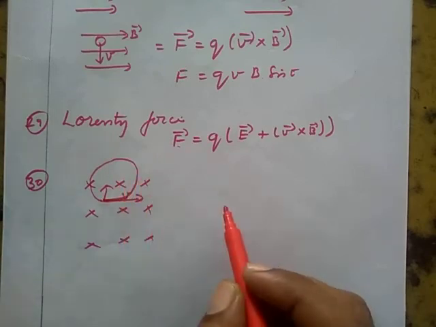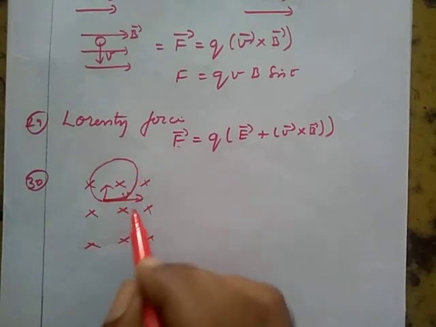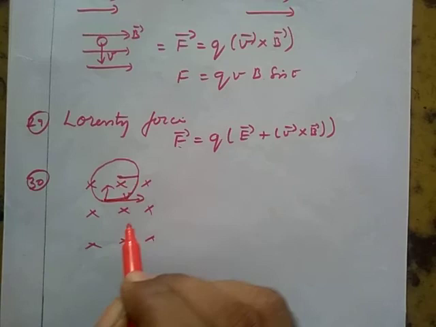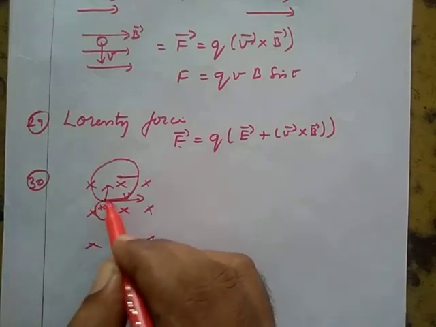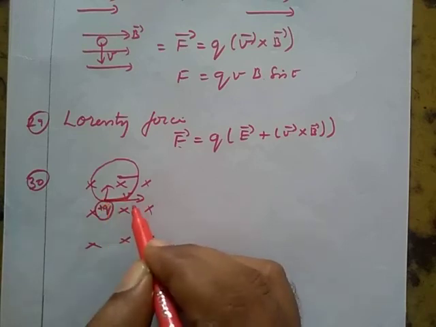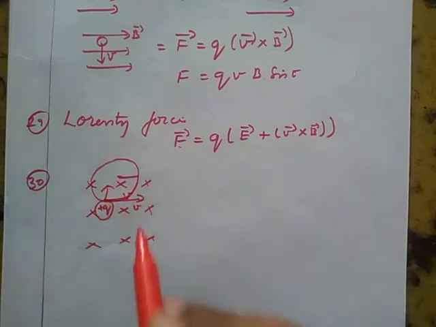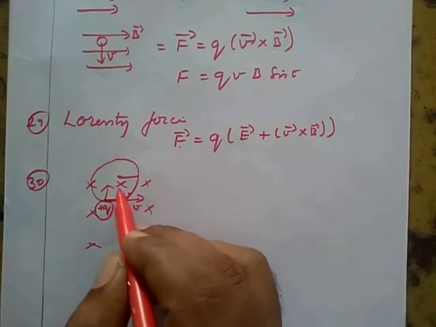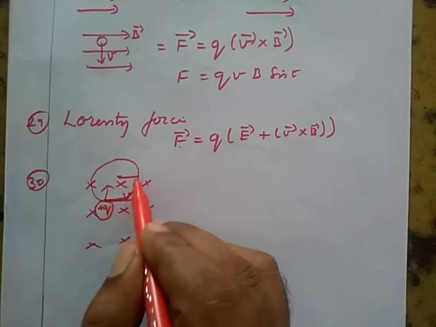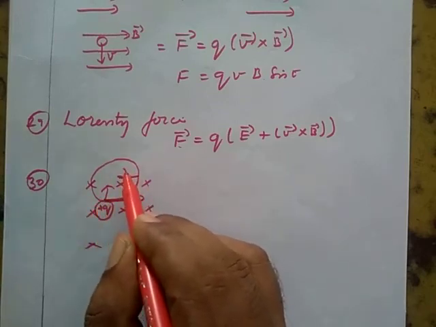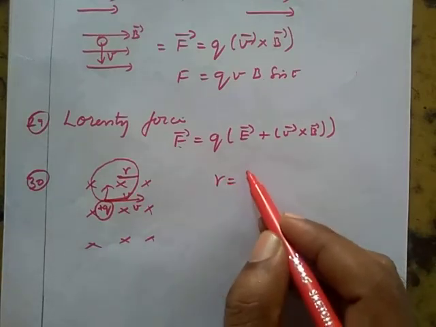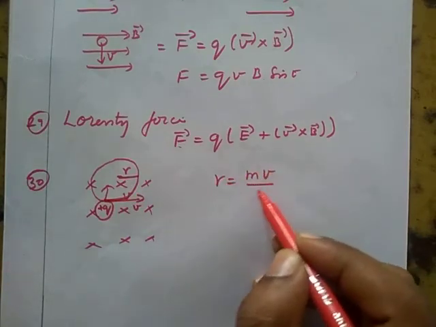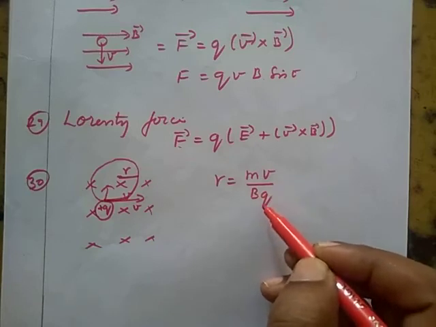Then the radius of this circular path. When a charged particle, suppose it is a positive charge q, moves with velocity v in this direction, and the magnetic field is going into the paper, it rotates in a circular path. Here we can find the radius of the circular path by using the relation r is equal to mv by Bq.